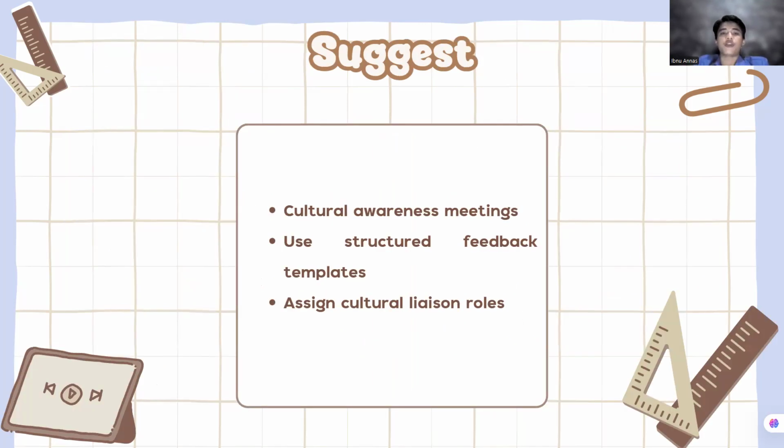So what can I suggest for this kind of problem, the culture barrier? Because of this difference, I suggest holding a cultural awareness meeting, using structured feedback templates, and assigning cultural liaison roles. Which means to fix this, the team could hold cross-cultural communication awareness sessions and set clear communication norms like written summaries, use a structured feedback template, and appoint cultural mediators, assigning a cultural liaison role to help them get insight and bridge the gap between the cultural values and styles.